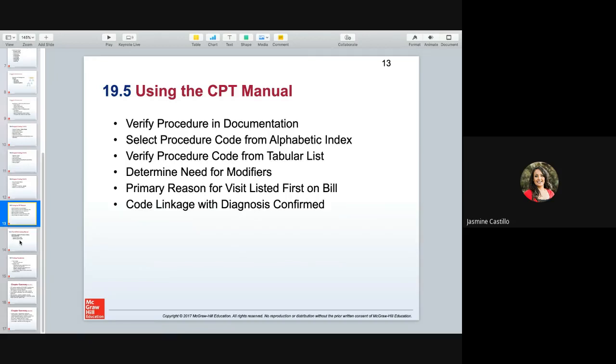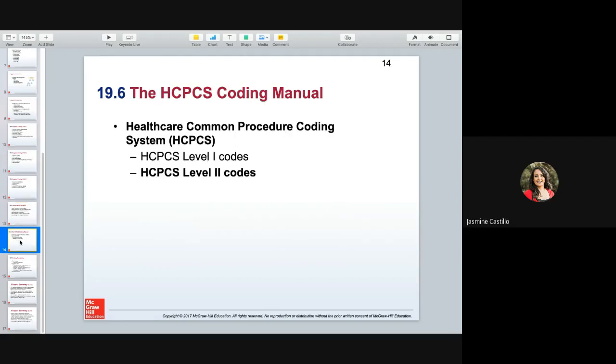That is called code linkage, and we'll talk about that more in Chapter 17. Okay. HCPCS coding manual. This is your Healthcare Common Procedure Coding System. Your HCPCS level 1 are basically your CPT codes that we have been discussing, and then your HCPCS level 2 codes are primarily used by the Centers for Medicare and Medicaid Services. These are called your national codes, and these just cover medical supplies such as sterile trays, drugs, injections, and durable medical equipment, whereas your level 1 codes are known as your CPT codes or your procedure codes.